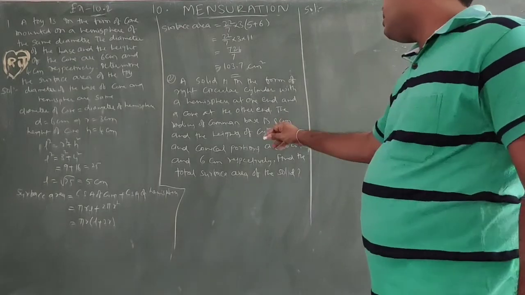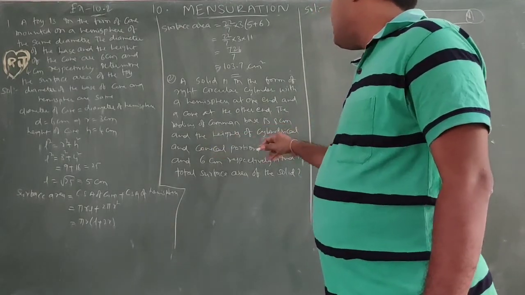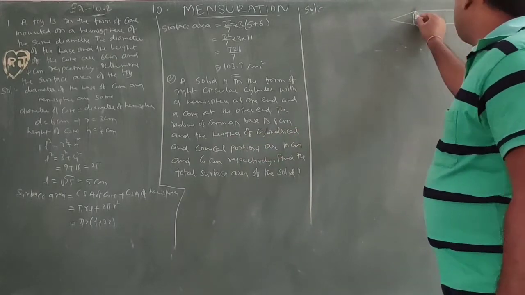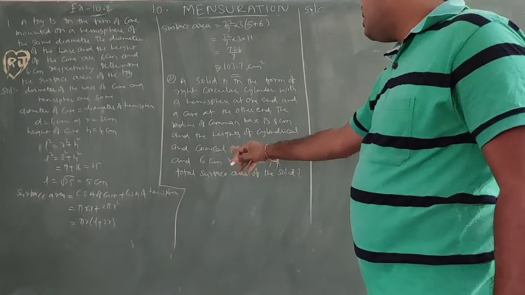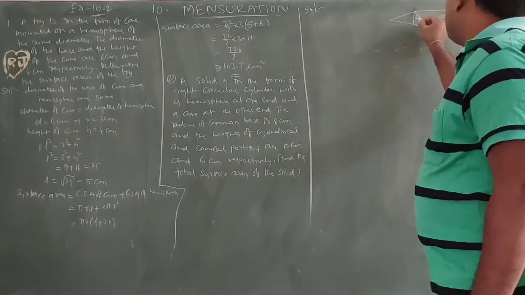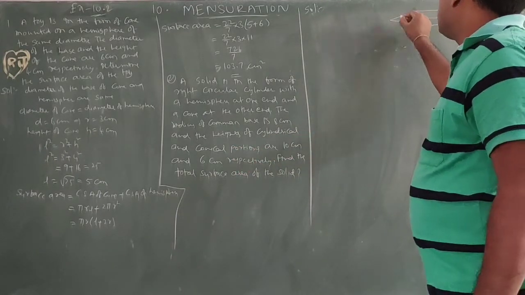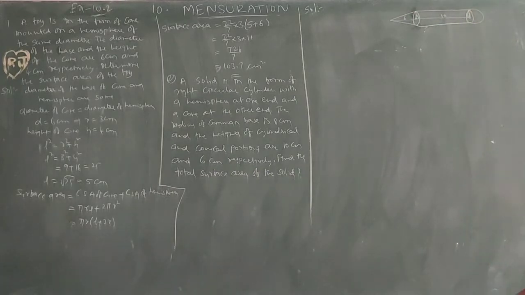Next, the heights of the cylinder and the conical portions. The height of the cylinder is 10. The height of the cone is 6. Find the surface area of the solid.